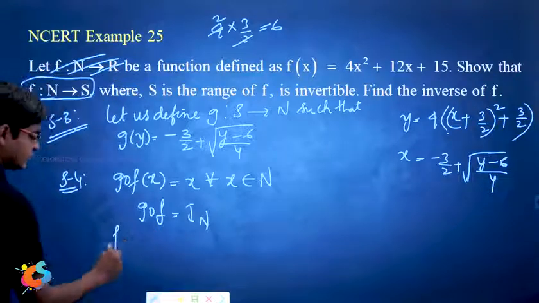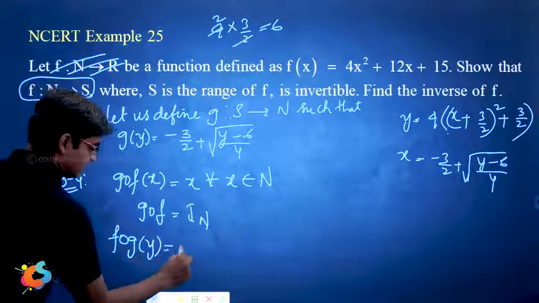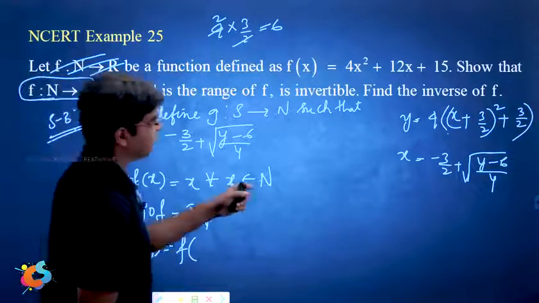Next you find f circle g of y. So that will be nothing but f of g of y. What is g of y?